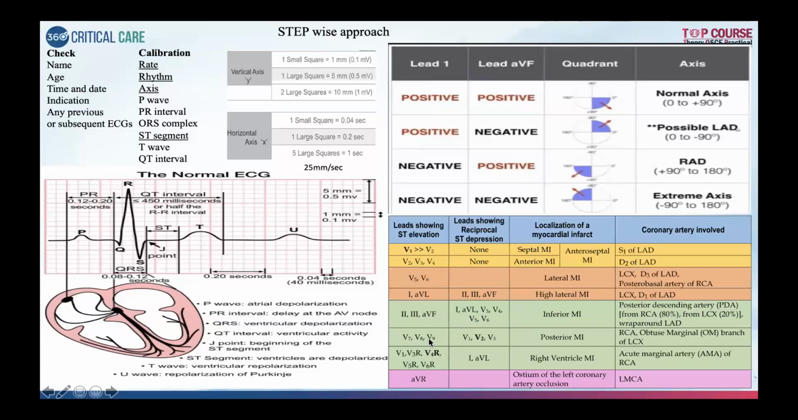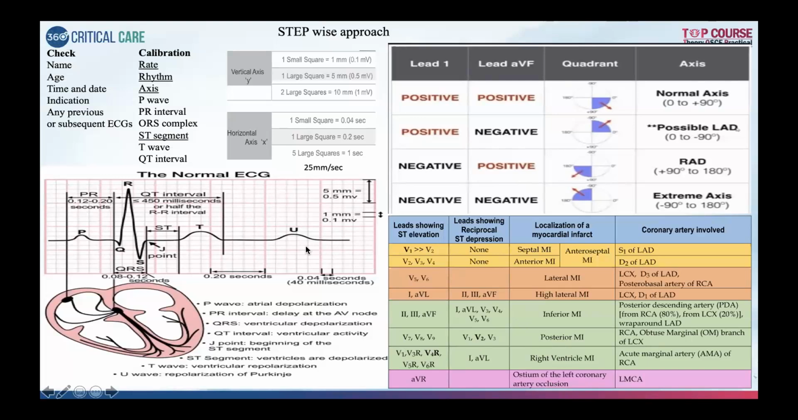V7, 8, and 9 is posterior MI. And V4R is right ventricular MI. What is V4R? V4R is nothing but the V4 lead placed on the right side instead of the left side, that is, the left fifth intercostal space in the midclavicular line. If you place it on the right side, there will be an ST elevation. That is more specific for a right ventricular MI.